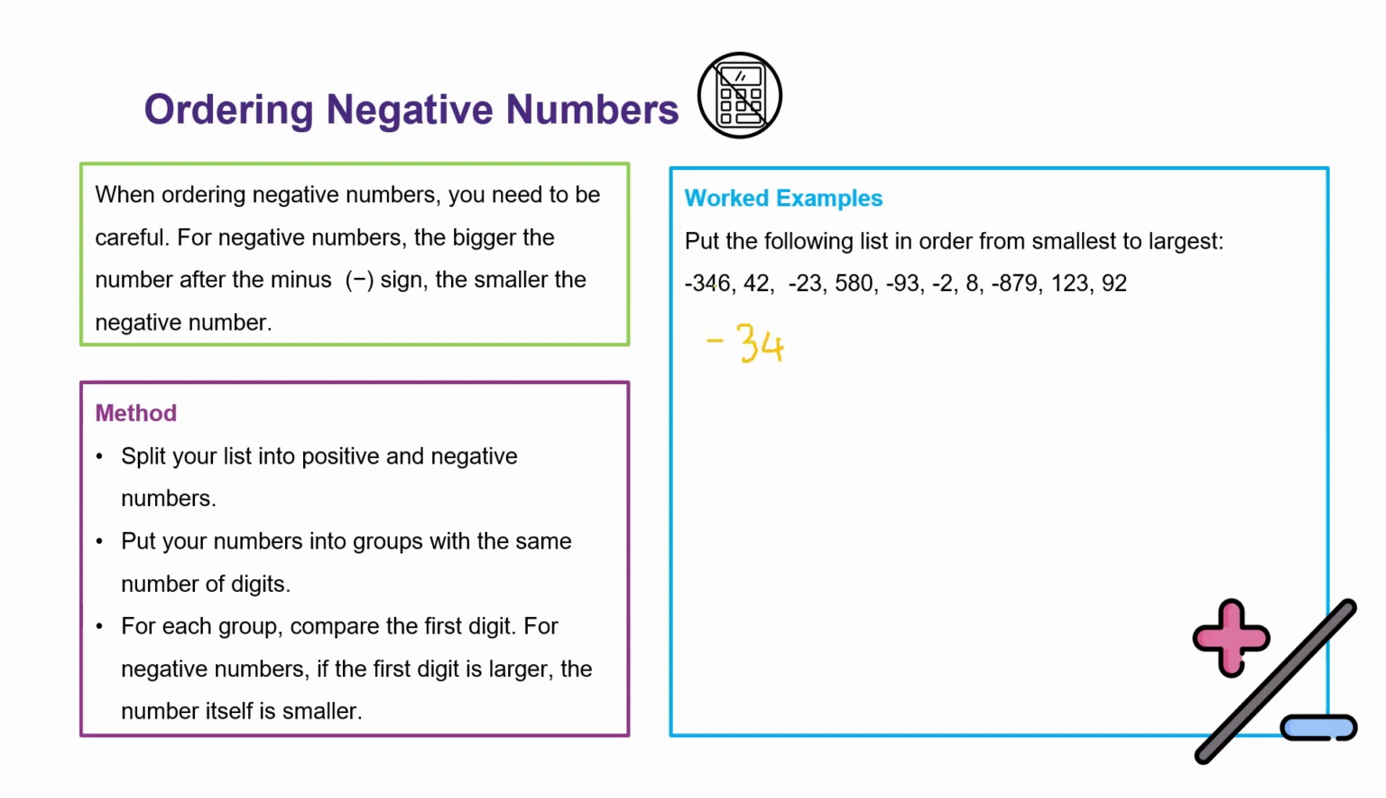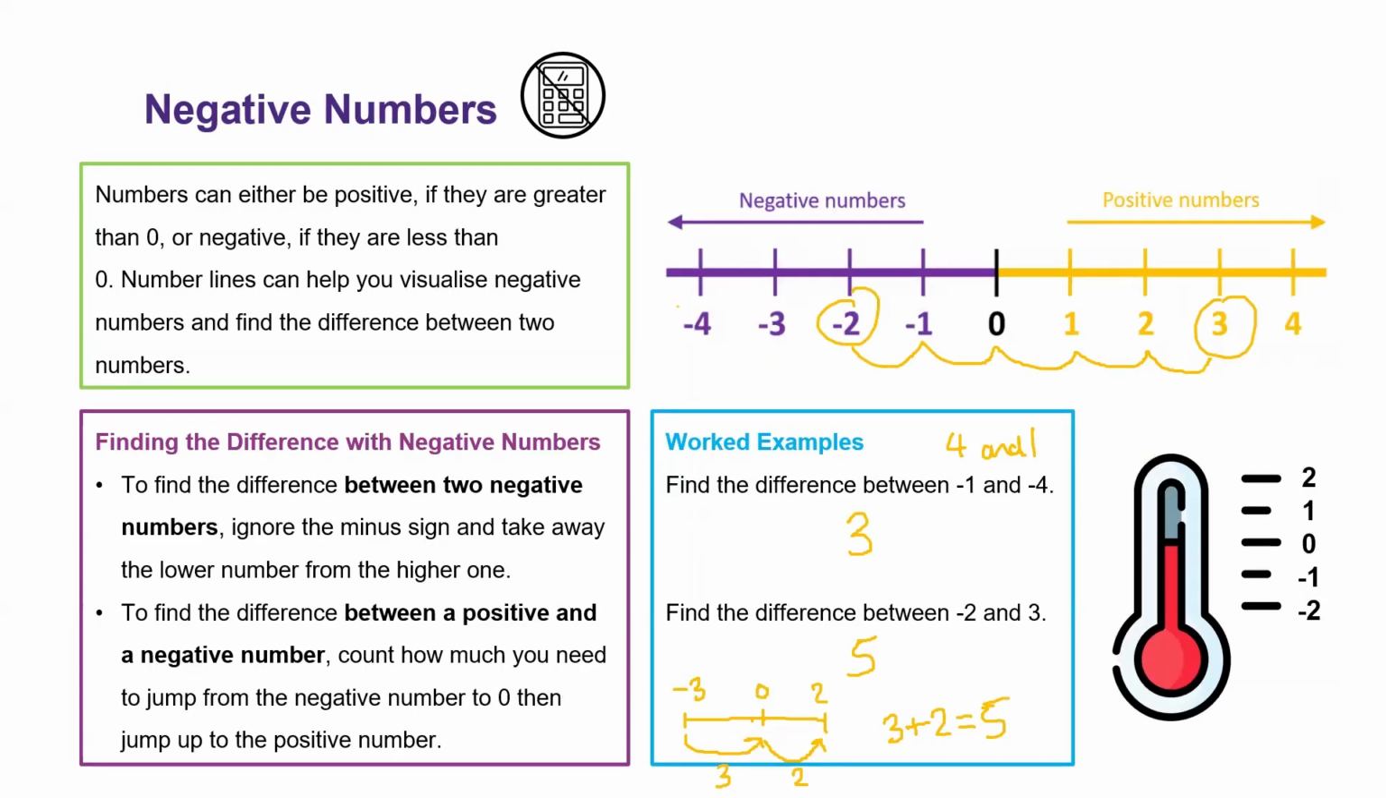So I've got -346, -23. I'm writing my negative signs in line. That's just so I can see the length of each of these numbers, okay? That wouldn't be how I would usually write them. Now that I have all of my negative numbers down, I'm going to put them in order. So I need the smallest number. If you think back to the number line of the previous page, the bigger the number attached to the negative sign, the smaller it is, okay?